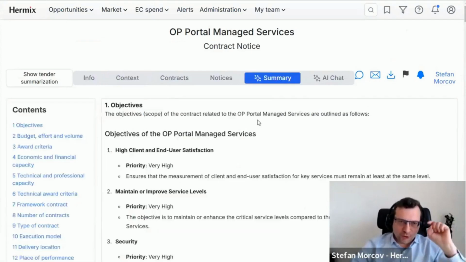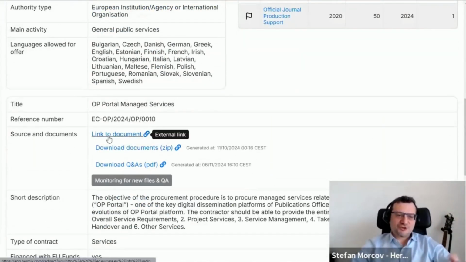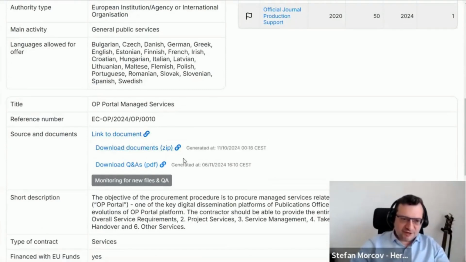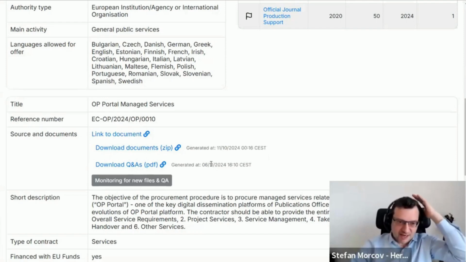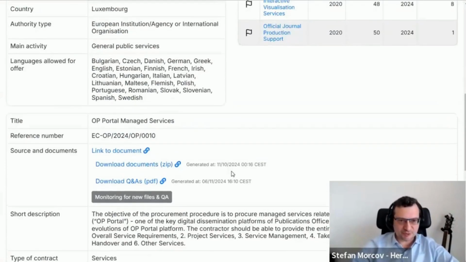So to continue, what we do also is that we downloaded all the tender documents. They are here, right? So you have links to documents on the EU funding portal, but you also have the documents and the clarification questions in Hermix itself, and you can monitor for new files, new clarifications directly with Hermix. You receive an email saying there's a new clarification or the deadline changed, as it actually did, and it happens so often.